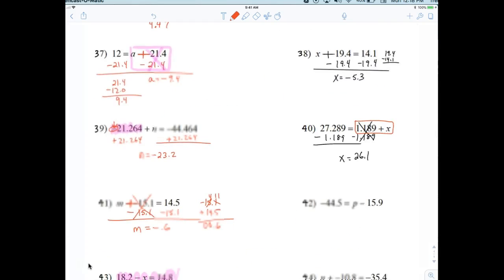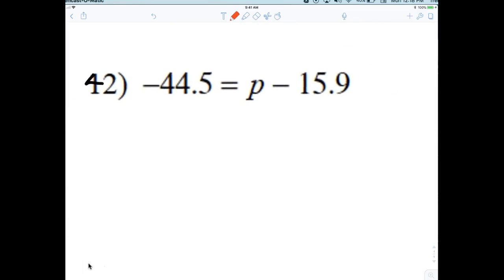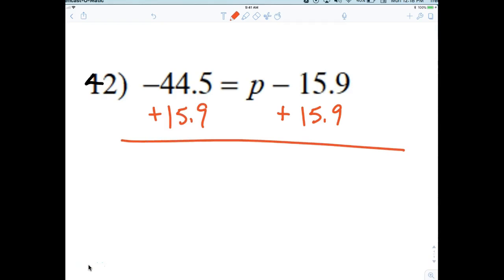All right, so here we go. Now what do I do to both sides? Add 15.9. I'm going to add 15.9. Is everybody happy with that? Now what happens here? You cross out. Everybody good with that?